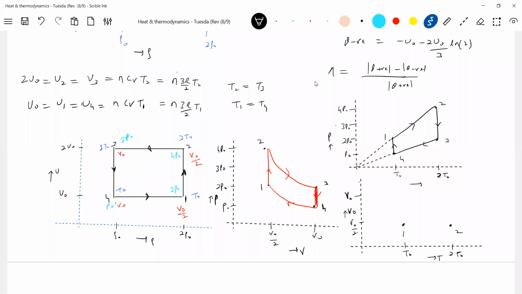Point 3: 2 T naught and V naught. Okay, there's a point 3. Point 4: V naught, T naught. Now, what is 1, 2? Isochoric process. So for an isochoric process the curve should be like this. 2, 3 isothermal. 3, 4 again isochoric.